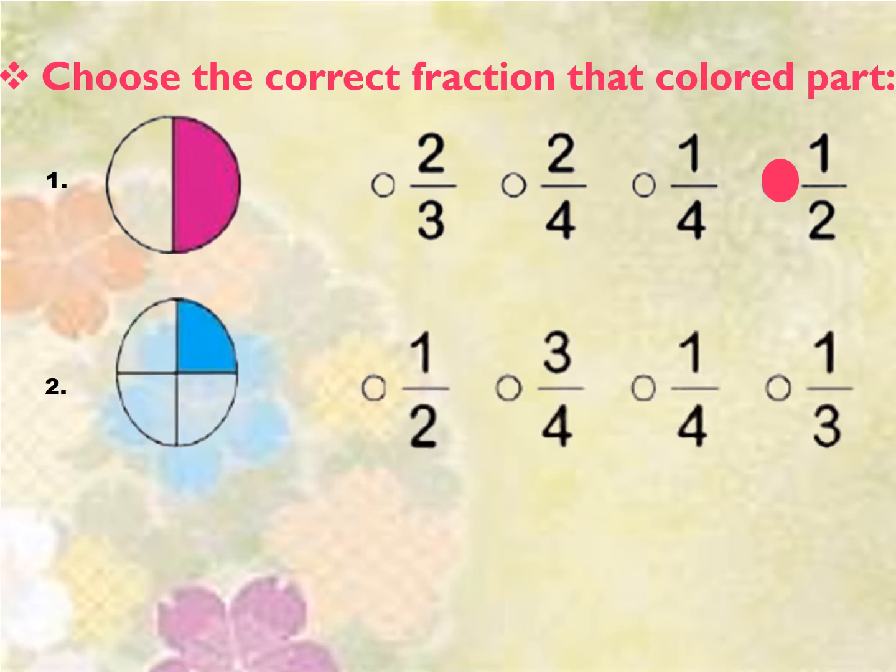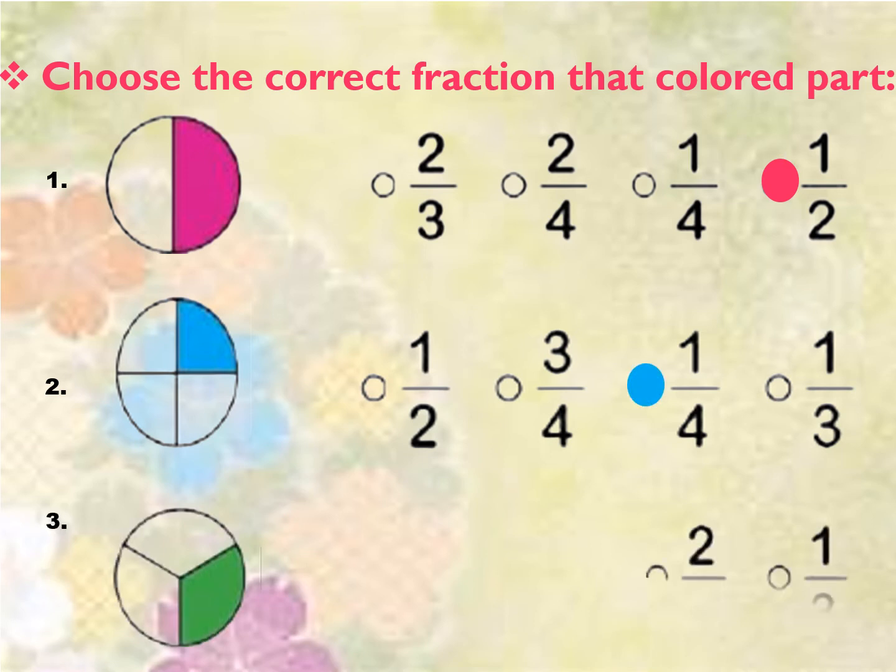I have this shape divided into 4 parts, and he colored one part. So I will count 1, 2, 3, 4 parts, and the colored part is 1. So it will be 1/4. The first one, no. Second, no. Third, yes, 1/4.